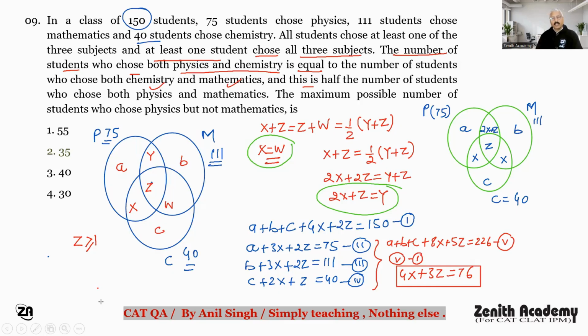So we have reached here. And the question is the maximum possible number of students who chose physics but not mathematics, means A plus X. We have to finally find the maximum possible value of A plus X. This is to be found out.